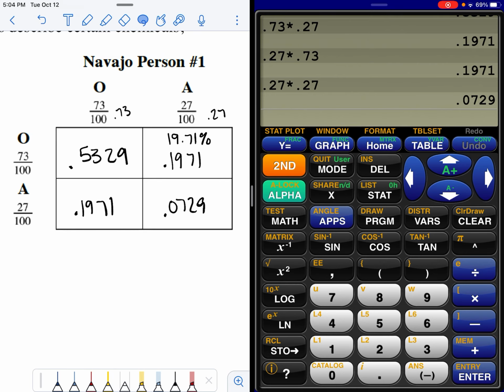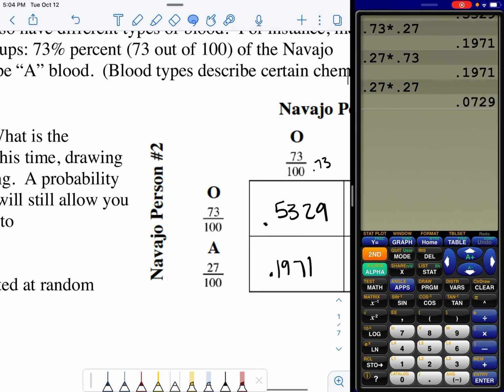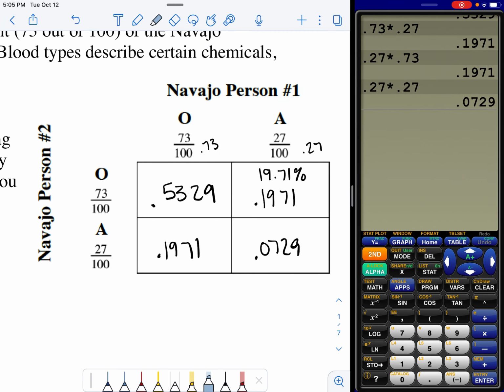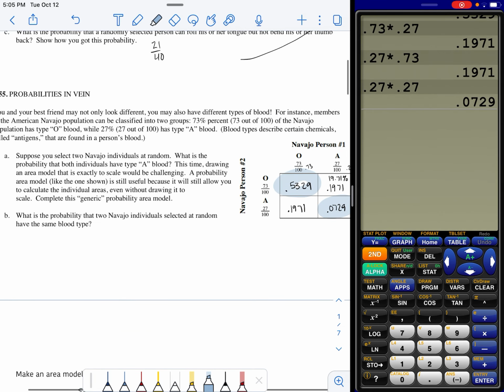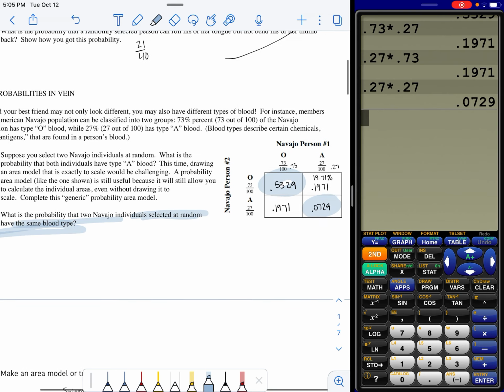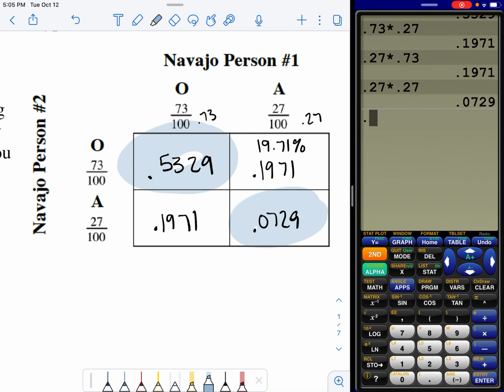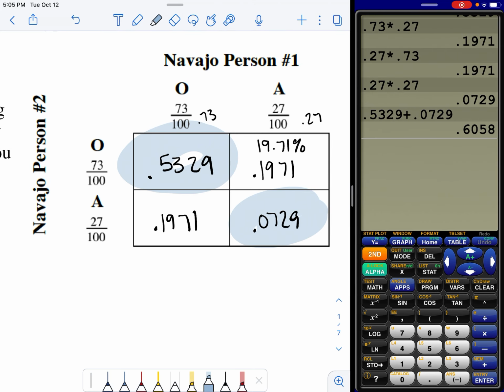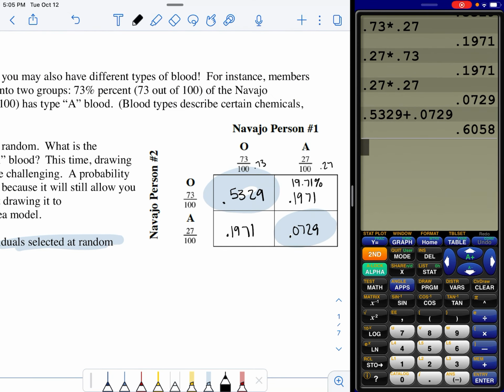Now, if I wanted to know, in this case, the probability that they had the same blood type, that would include both having blood type O or both having blood type A. If the question is, what is the probability that, selected at random, they have the same blood type, I'm going to look at this and add those two together. Oh boy, you get to watch me struggle with this. Plus 0.0729. So that is 0.6058 or 60.58%.